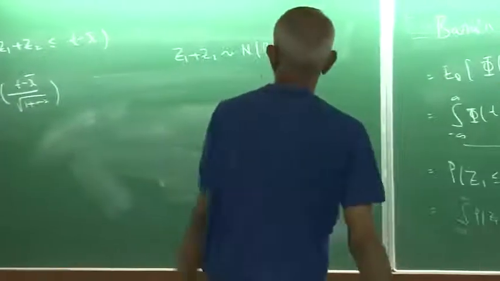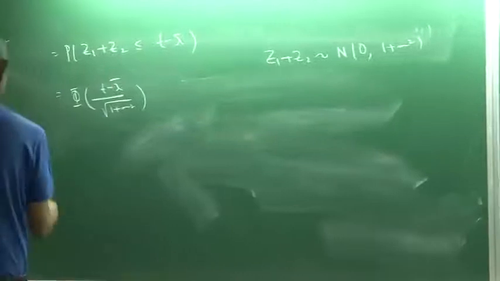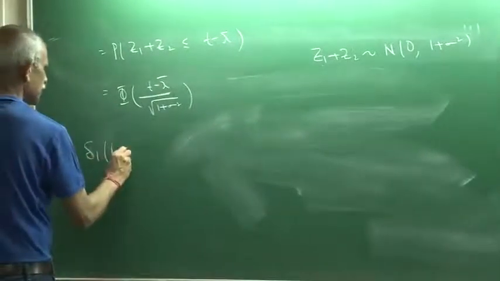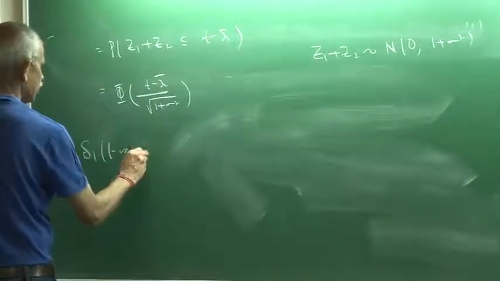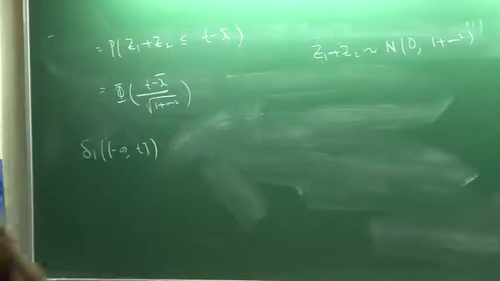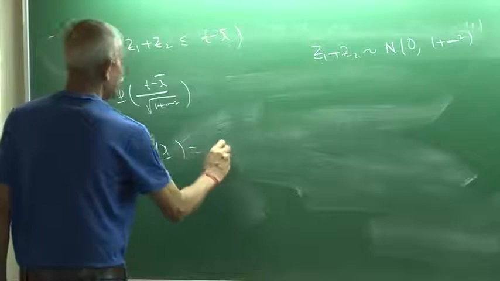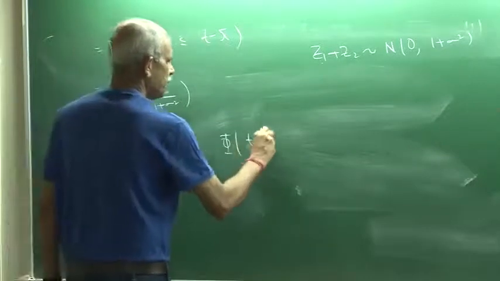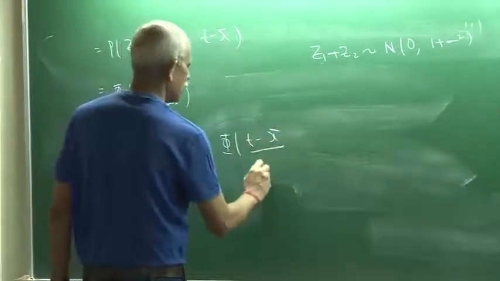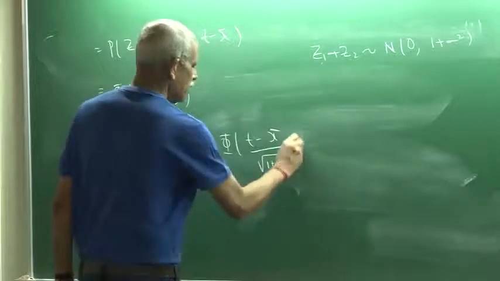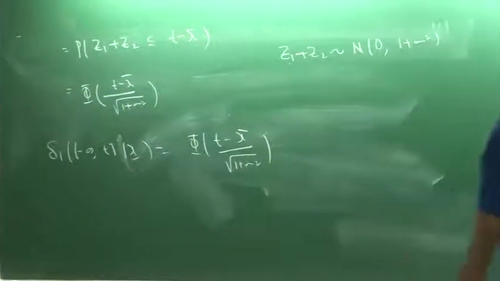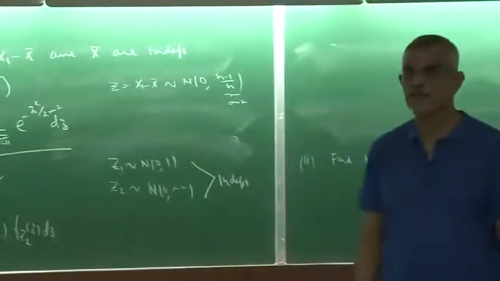So this estimator, delta 1, of minus infinity to t given X, turns out to be phi of (t minus x bar) upon square root of 1 plus sigma square. Of course, sigma square, you know, is nothing but (n minus 1) by n, which is known to us.